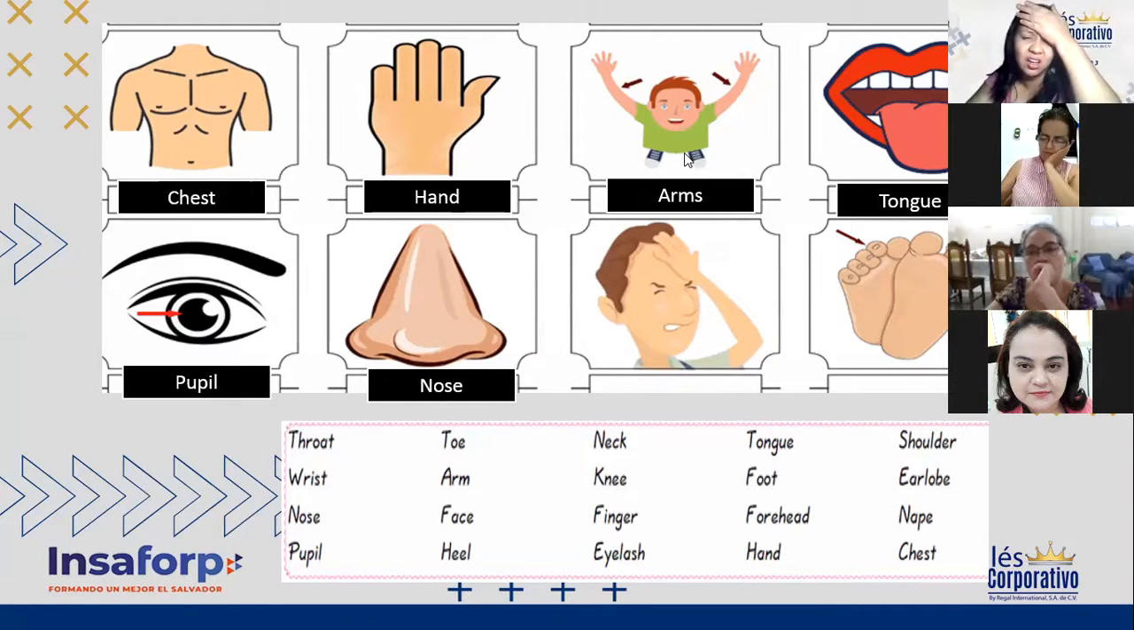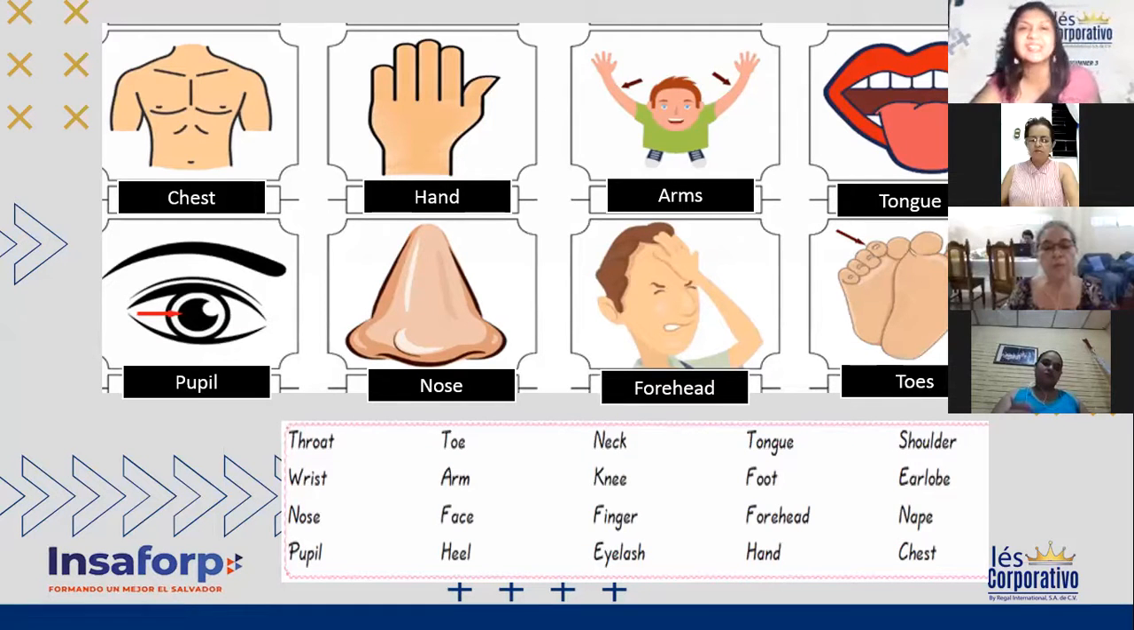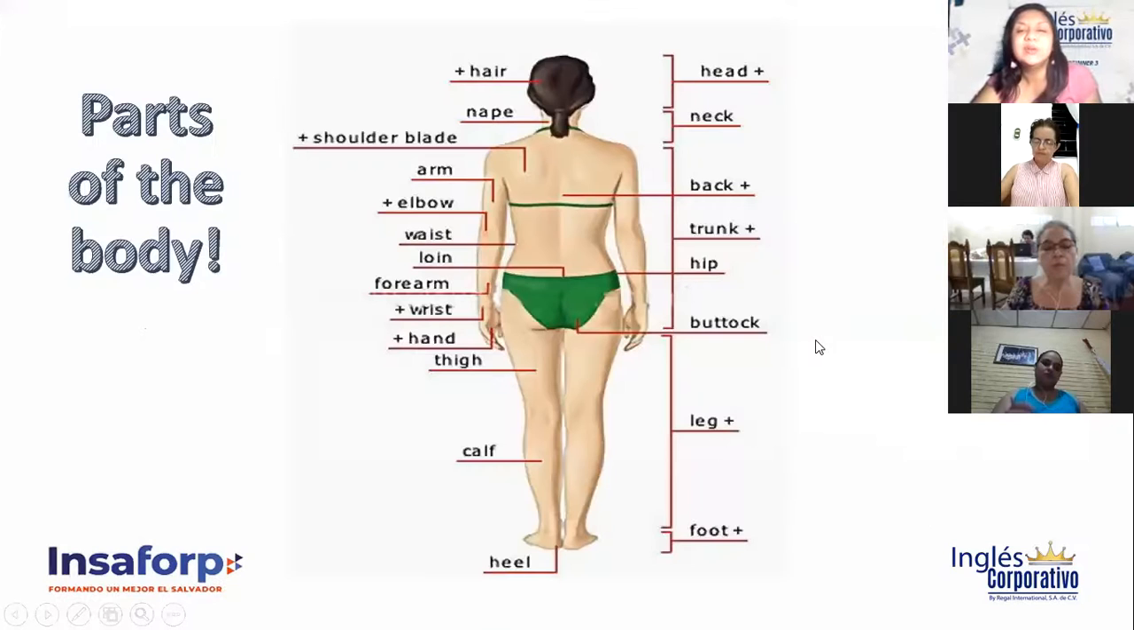Neck. Forehead. And finally, toes. Yes, your toes. Okay, good job. You got it. Very good. On the next slide, you can see more in general, but you have more vocabulary, okay? You can practice repeating and pronouncing the words, okay?